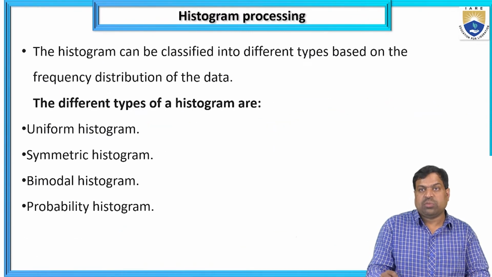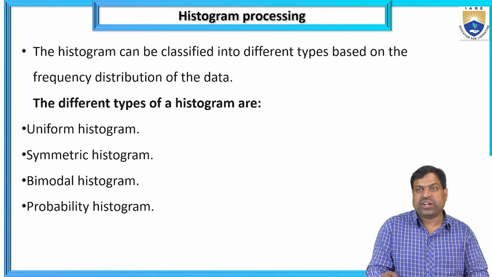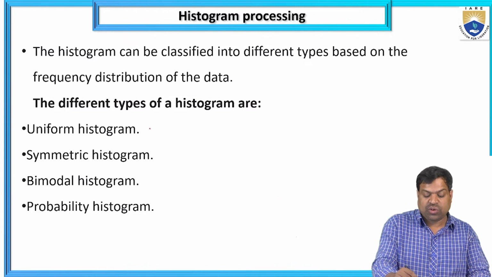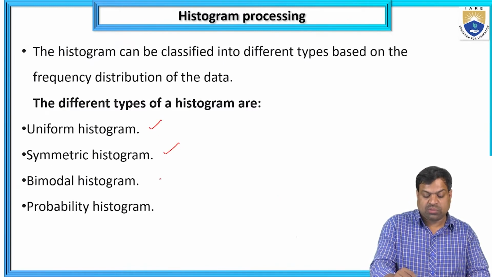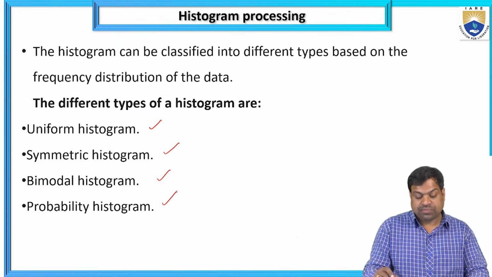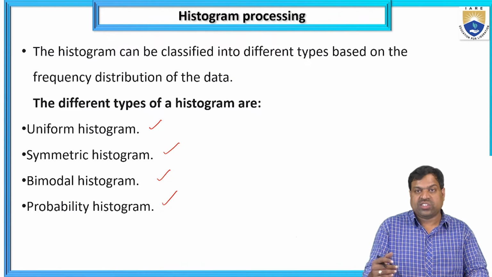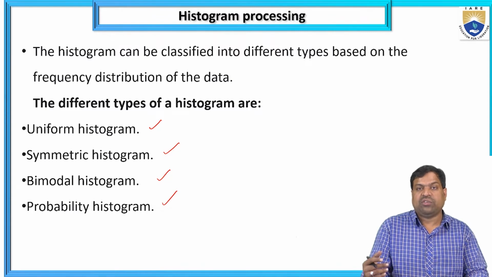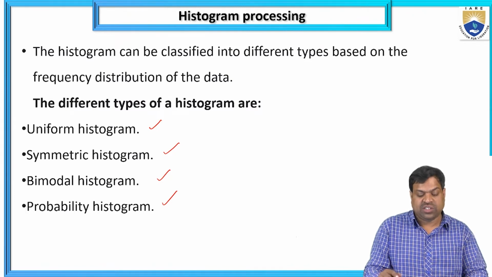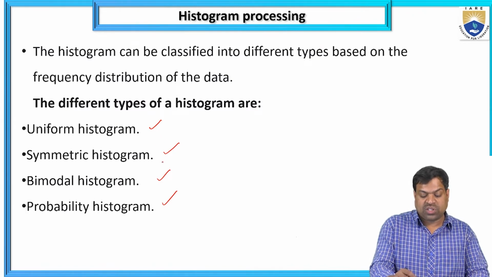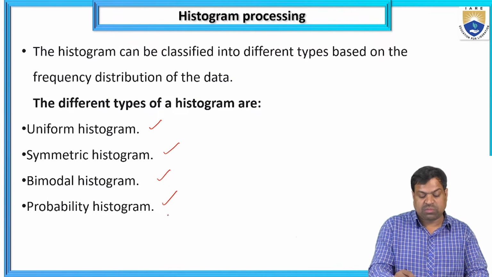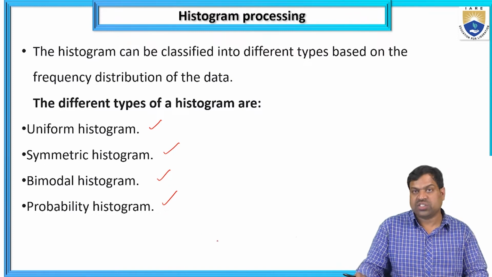So the histogram can be classified into different types based on the frequency distribution of the data. The different types of histograms are uniform histogram, symmetric histogram, bimodal histogram, probability histogram. Already we discussed what is histogram equalization and what is the histogram. Now we are discussing the different types of histograms. We can discuss them later.